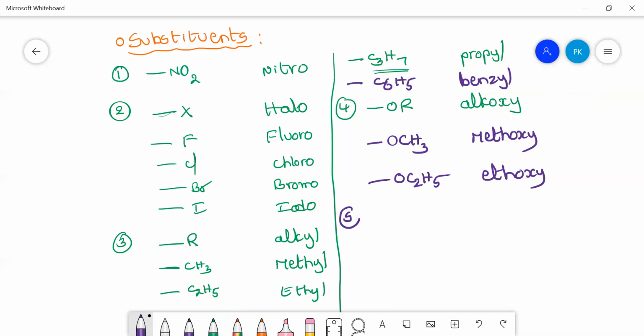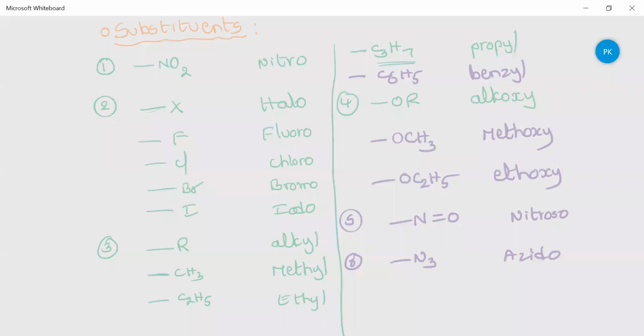Next, if you find a substituent like N double bond O, it is nitroso. And N3 is azido. So you have to know the naming of substituents. Substituents can be written directly in this way. See, functional group naming is different when they act as a functional group. The same functional group may act as a substituent as well. Regarding functional groups, we'll discuss complete details in a separate class, a separate video, students. Okay, clear? So that's all about the introduction part, students.